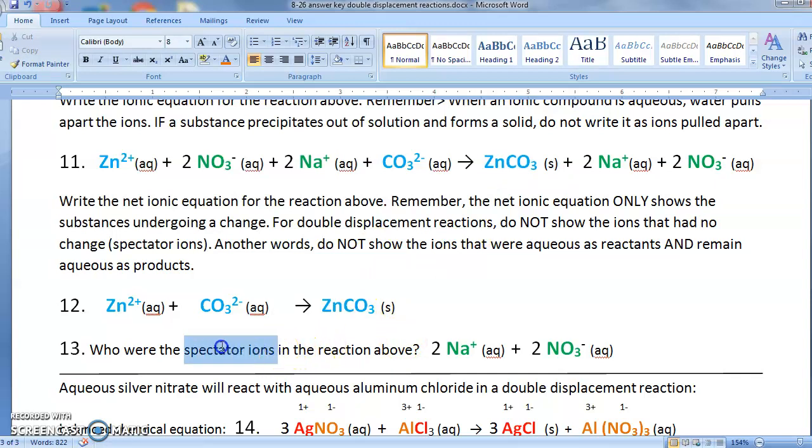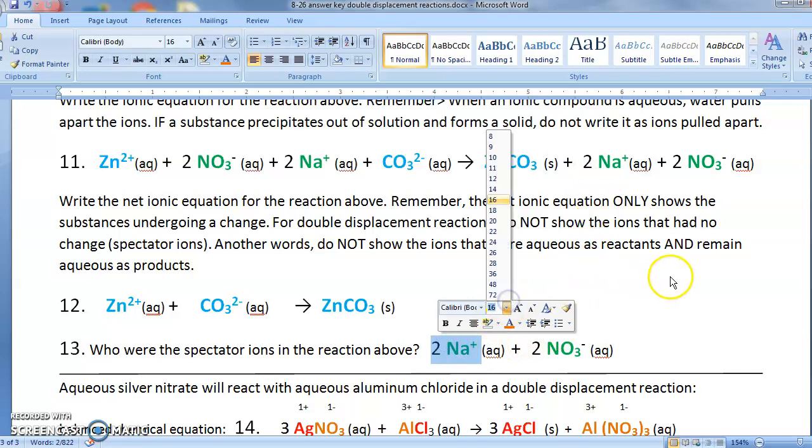Spectator ions referred to the ones that had no change, the ones that were the same on both sides. We had 2 nitrate ions on this side. We had 2 nitrate ions on this side. So the 2 nitrate ions did nothing. They are spectators. We had 2 sodium ions on the left side, the reactant side. We had 2 sodium ions on the product side. They did nothing. They are our spectators.